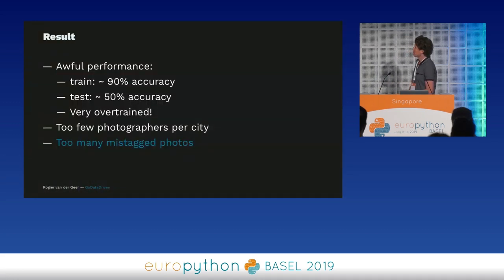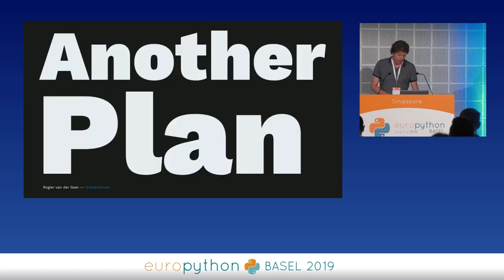Anyway, the results of this one were terrible because, of course, if you put all the sandals in the train set, then it will get a very high train accuracy, but the test set accuracy will be terrible. In fact, it will just be overtrained on those. In the end, we just have too many mistagged photos. So I needed to come up with another plan.